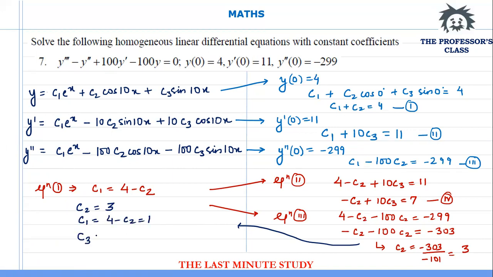And I can also find out the value of C3, which will be equal to 11 minus C1 by 10. That will be 10 by 10 or 1. So I have obtained all the values over here, and my final equation will look something like, pardon me for the space, e raised to the power x plus 3 times cos 10x plus sine of 10x. This will be my final answer for this question.